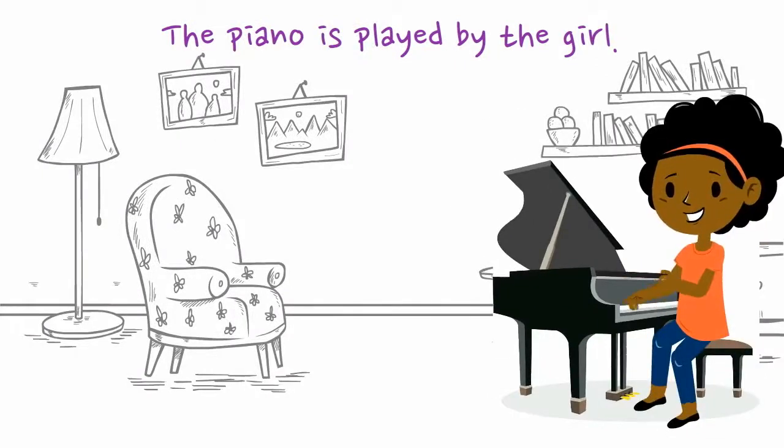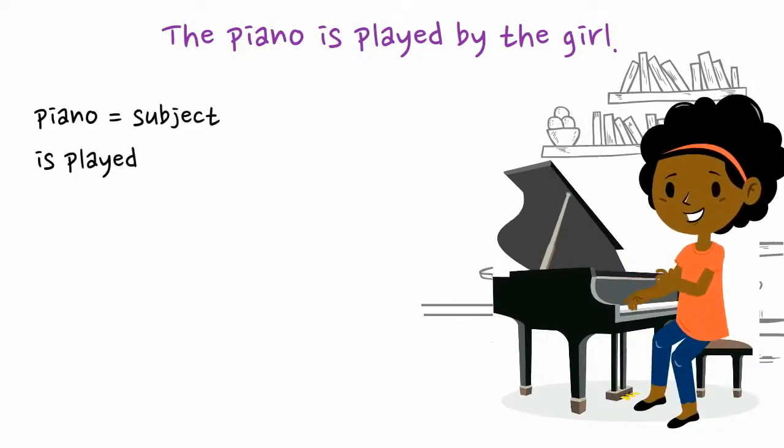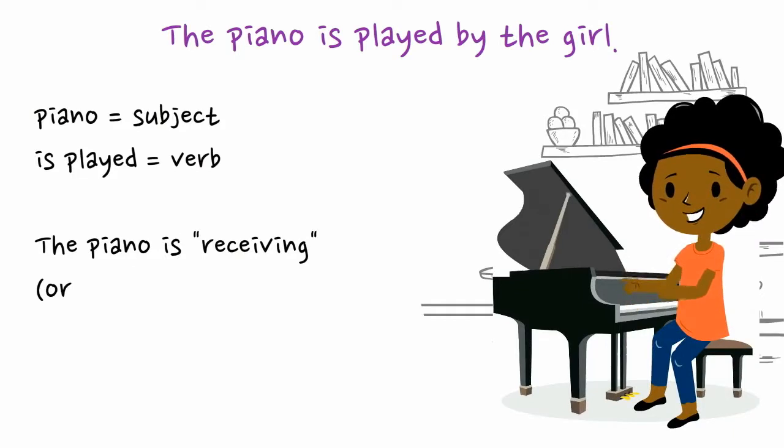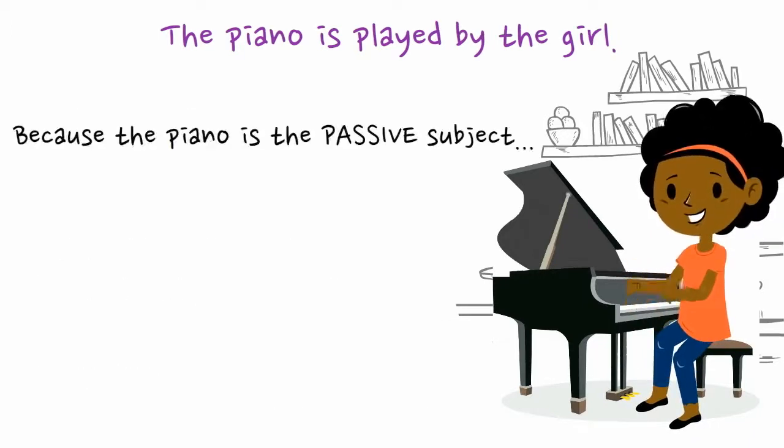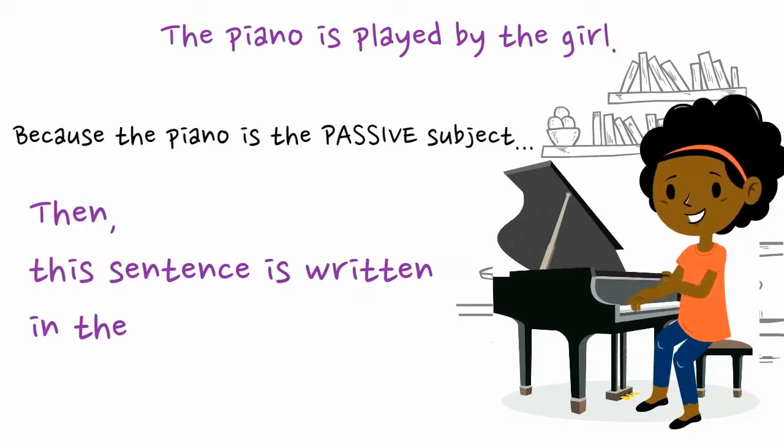The piano is played by the girl. Piano equals subject, is played equals verb. The piano is receiving, or not doing, the action, therefore the piano is the passive subject. Because the piano is the passive subject, this sentence is written in the passive voice.